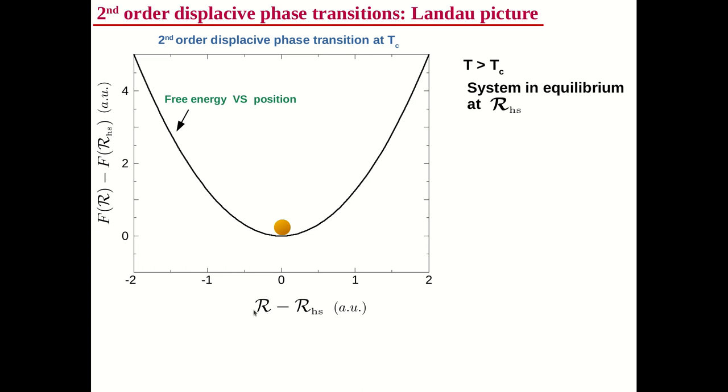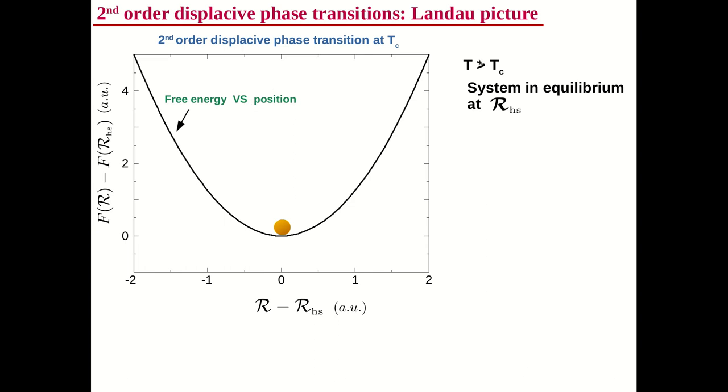So this calligraphic R, and here zero corresponds to a high symmetry configuration. On the left, on the vertical axis, we have the variation of the difference of the free energy for a generic configuration with respect to the free energy for this high symmetry configuration here. Now, this curve is the free energy with respect to the position.